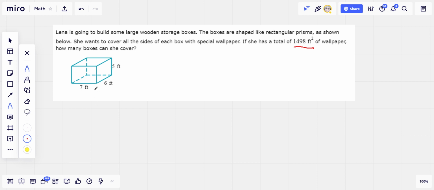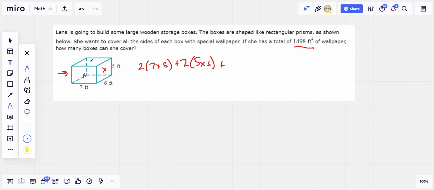A rectangular prism like this has 6 sides, and they go in pairs that have the same measures. If you look at this front side, it's going to have the same measure as the side around the back, and it looks like that's 7 by 5. So we've got 2 of 7 by 5. And then we're going to add the other pairs of sides as we go. Let's look at this side and then this side over here. That looks like 5 times 6, so that's 2 of 5 by 6.